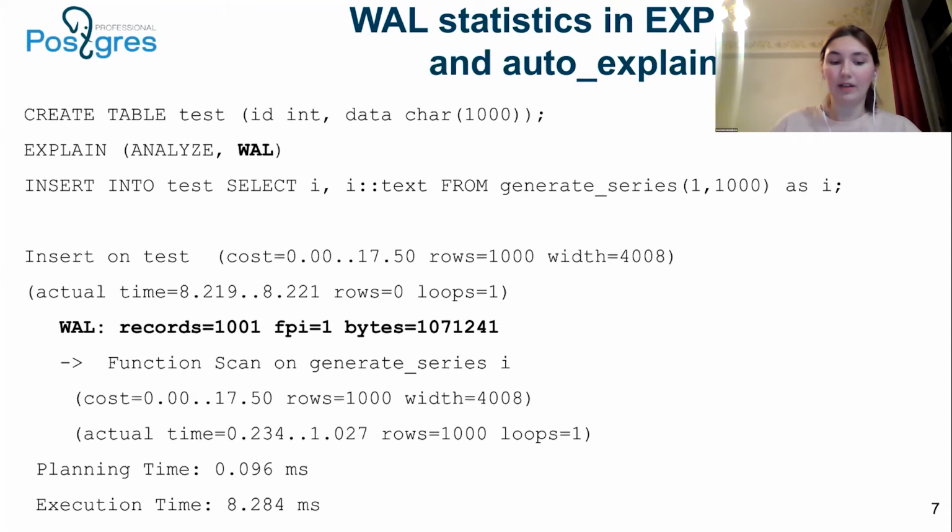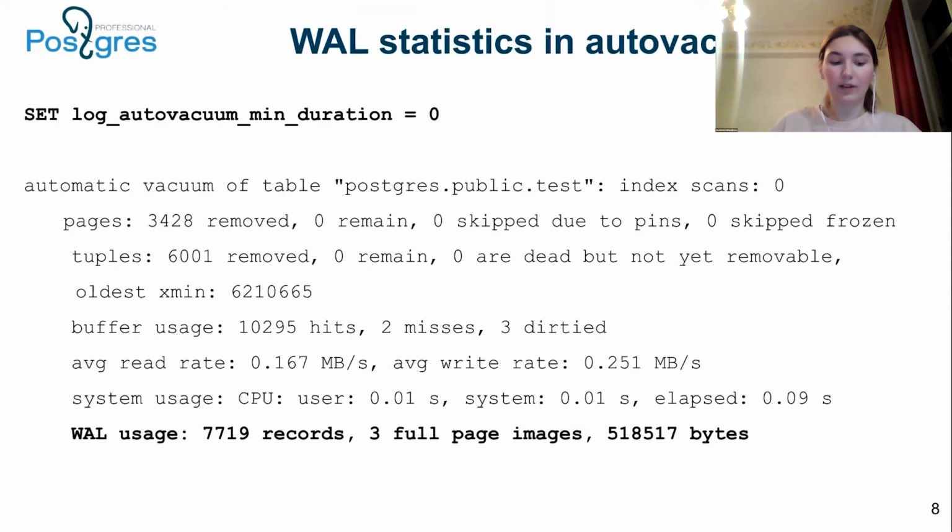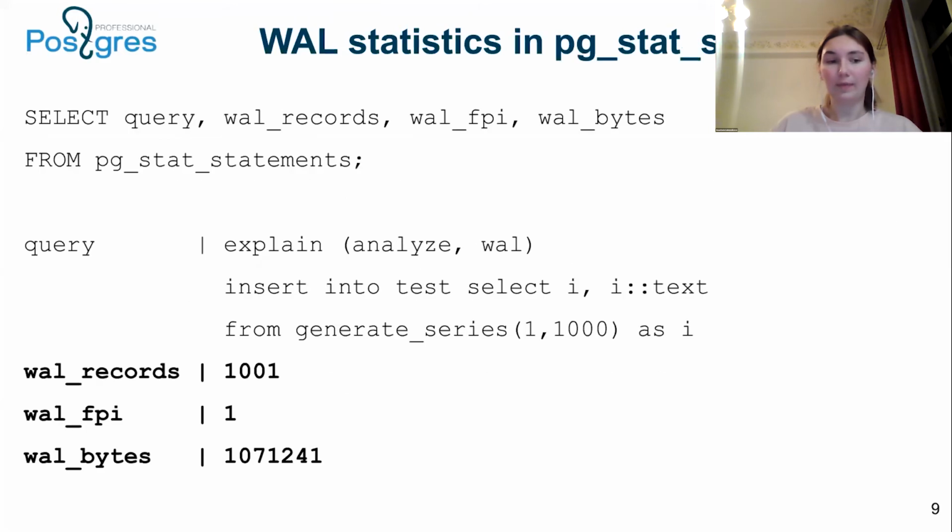In this example, you can see that the insertion of 1,000 rows into a table generates 1001 records that take about 1 megabyte of space. The auto_explain extension also shows these statistics. You can also find WAL usage statistics in autovacuum log messages. Those only work when autovacuum logging is enabled with the log_autovacuum_min_duration parameter. So the fields are the same: number of records, number of full page images, and amount of space taken by those records.